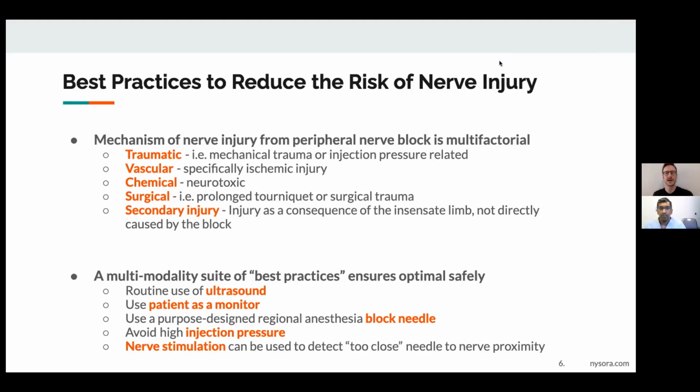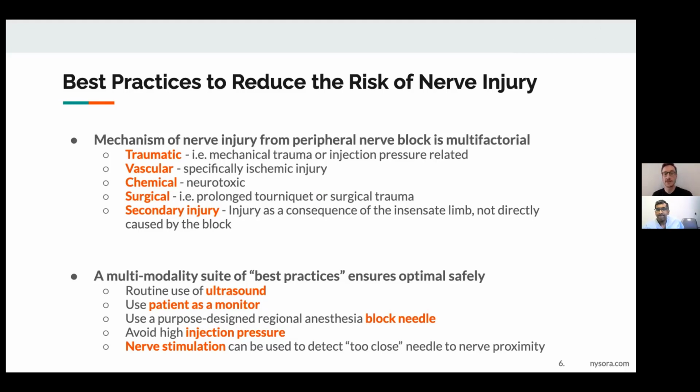So first of all, how does it occur? Well, it's a complex topic. It's beyond the scope of what we intend to do tonight. But on a basic level, there are multifactorial ways that a nerve injury can occur in the setting of a regional anesthetic block. So it may be a direct traumatic injury. So this is needle trauma or injecting medication under high pressure in close proximity or within a nerve.